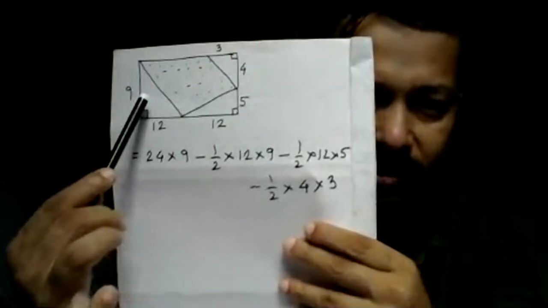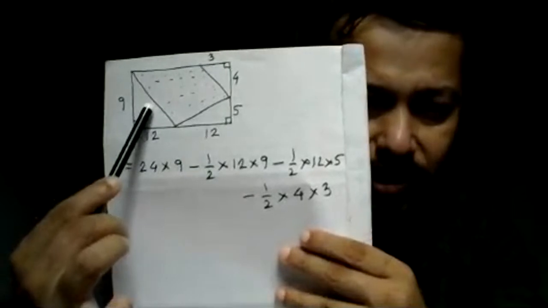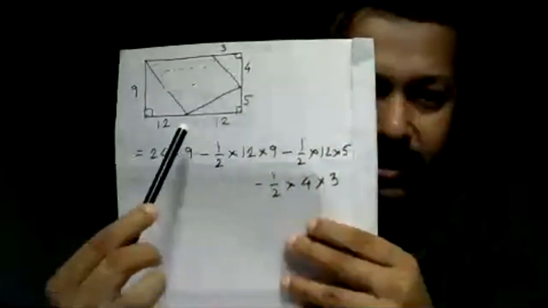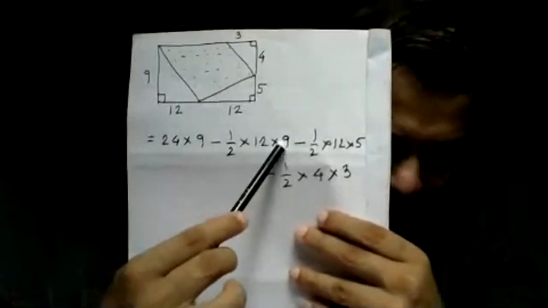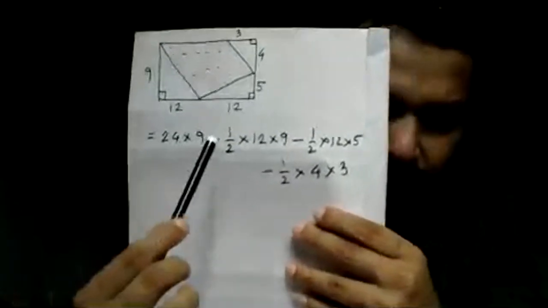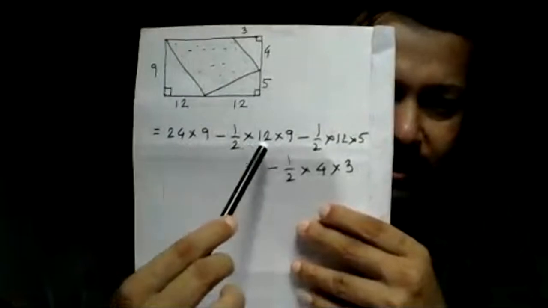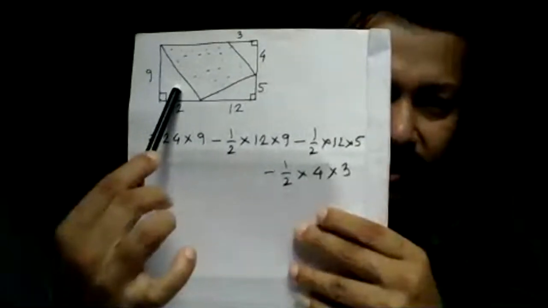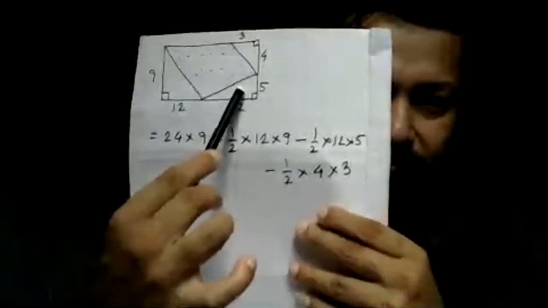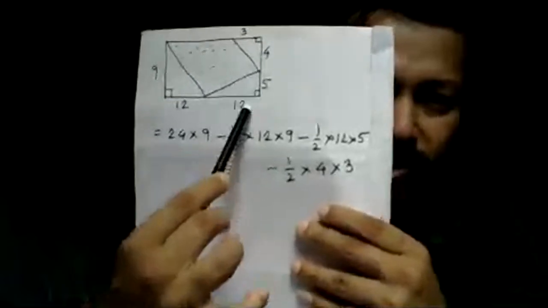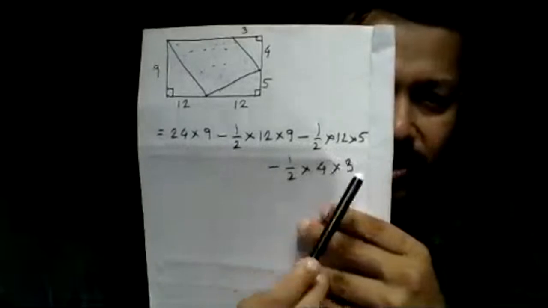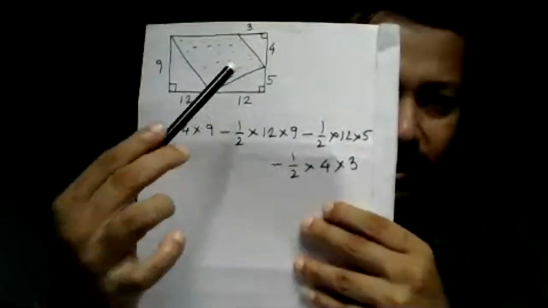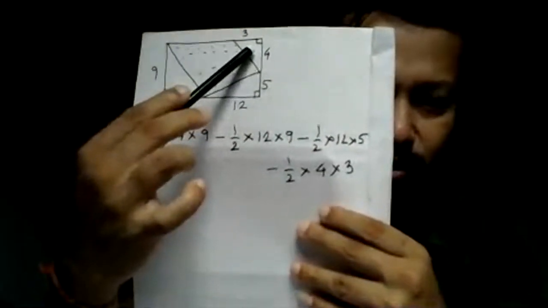How to find the area of this triangle? Half into base into height. Half into base, base is 12, height is 9. So half into base into 9. Okay, half into base into height. This triangle, now this triangle, half into base into height. Base is 12, height is 5. Half into base into height, minus this triangle.